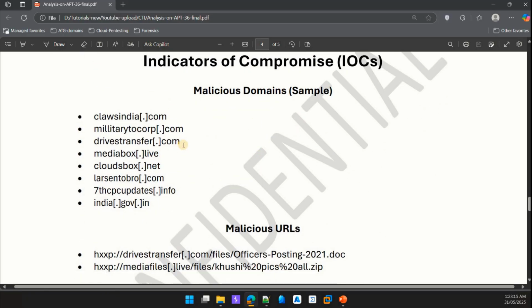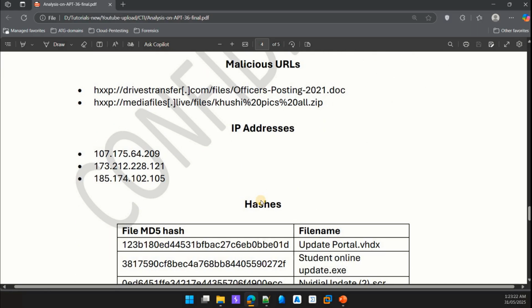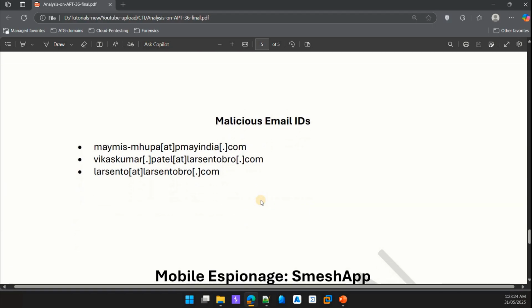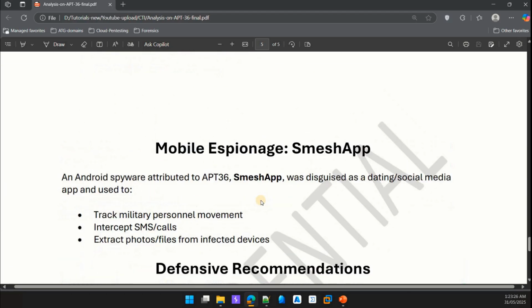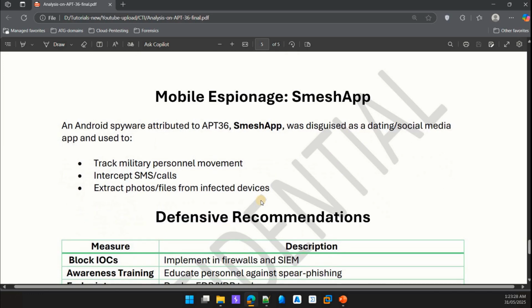These are just some sample IOCs which I prepared, such as malicious domains, malicious URLs, IP addresses, some hashes, malicious email IDs, etc. Then I wanted to discuss this.